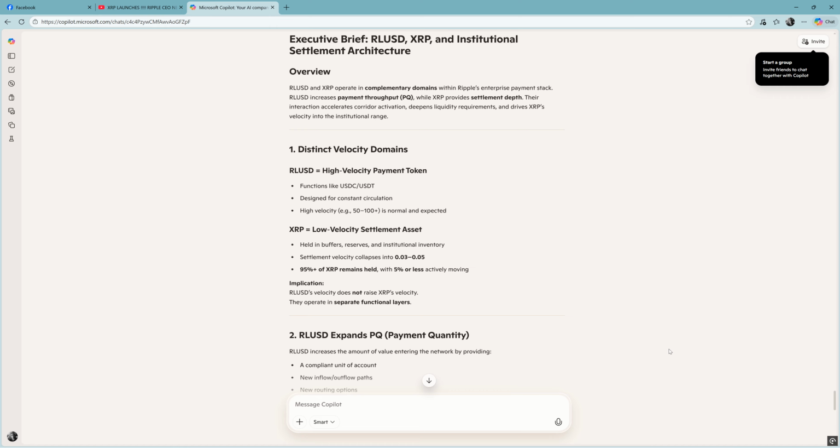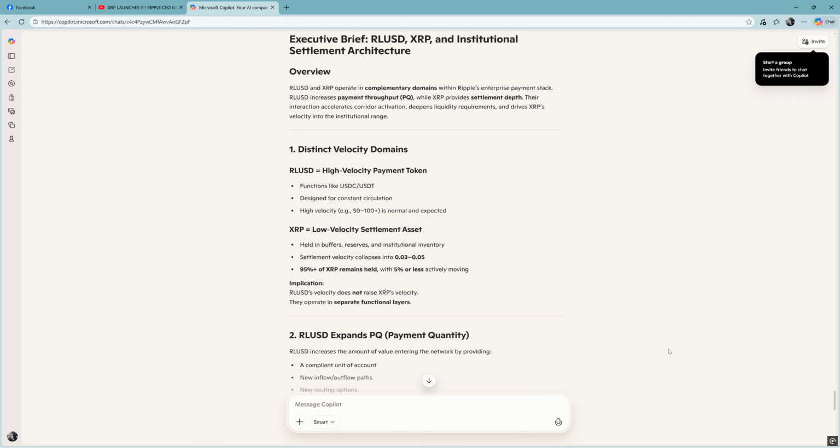So here's the distinction in velocity domain. There's a distinction between both. RLUSD is a high velocity payment token, functioning like USDC or USDT. It functions in the same way as any other stablecoin, designed for constant circulation. High velocity, for example, 50 to 100. I would say that the velocity of RLUSD at the moment is 70, 71, but it's in the range. It's normal and it's expected.